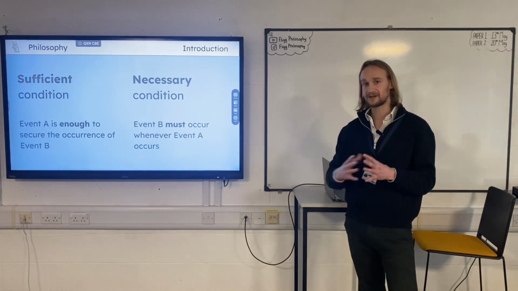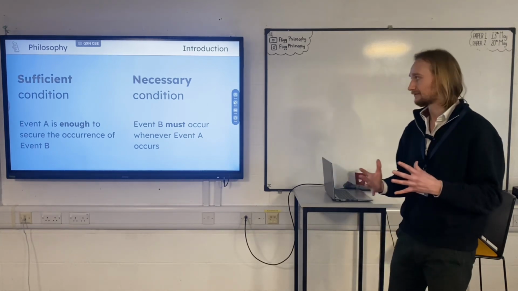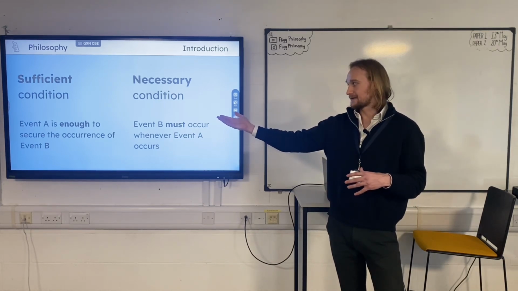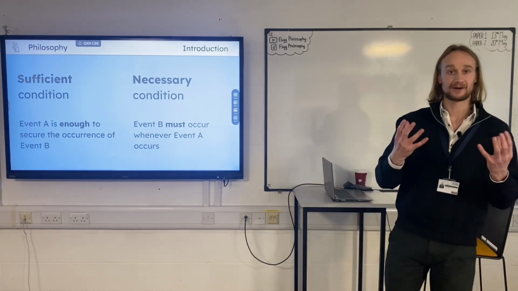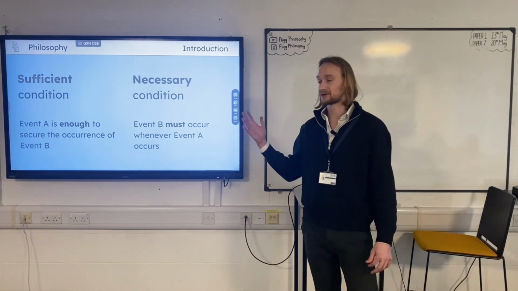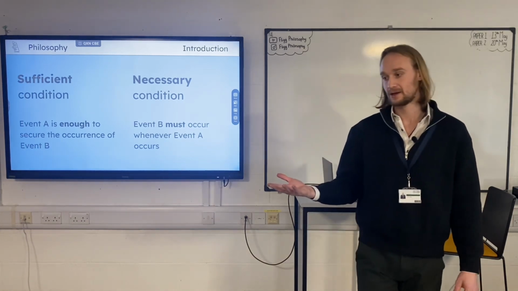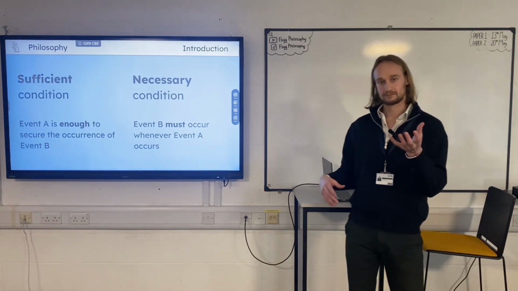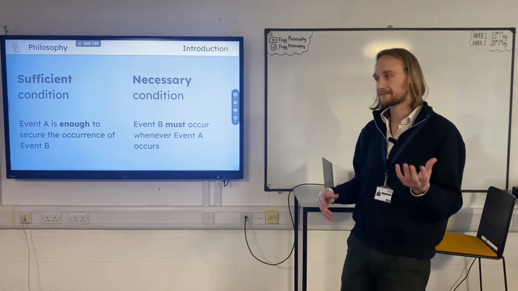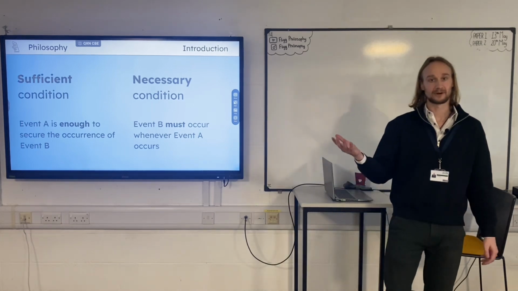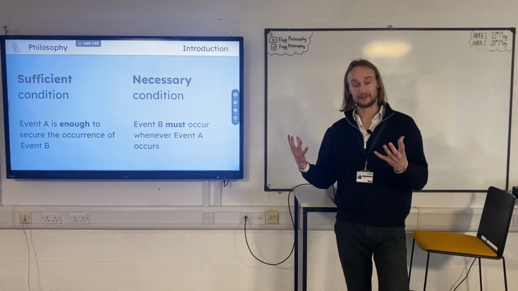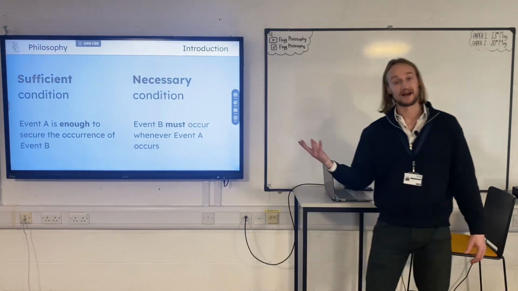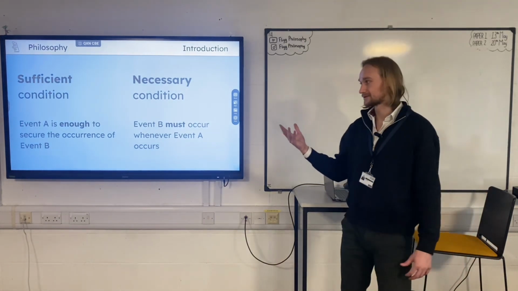So a sufficient condition, which you'll need to know in A-level philosophy, is wherever event A happens, so if event A occurs, that is enough to secure the occurrence of event B, which basically means whenever event A comes up, call it, say, my house being on fire, it necessarily becomes the case, or it is enough alone for the event B to come up, which in our case was losing all our possessions.